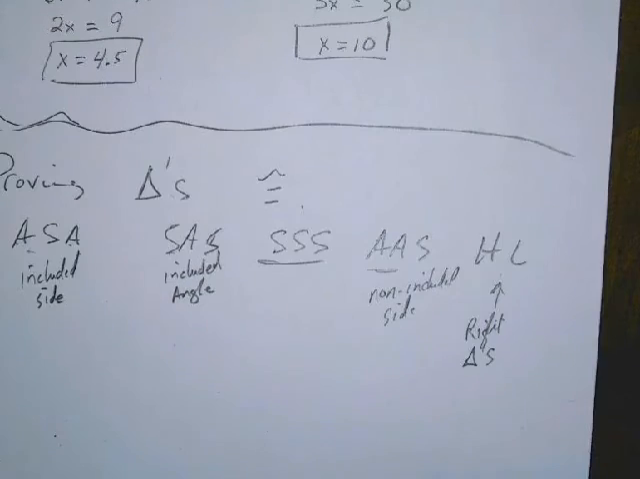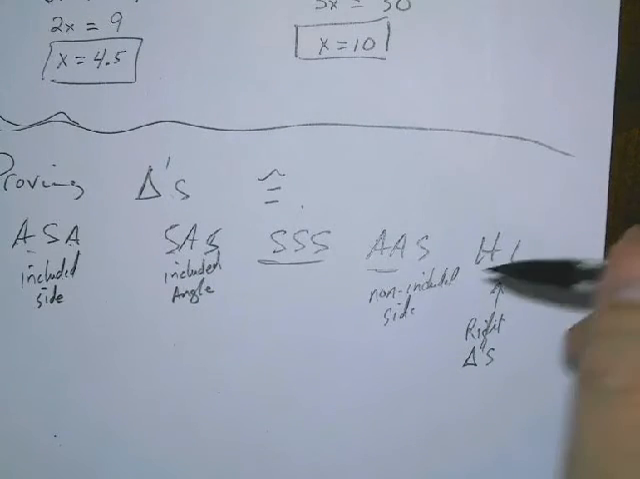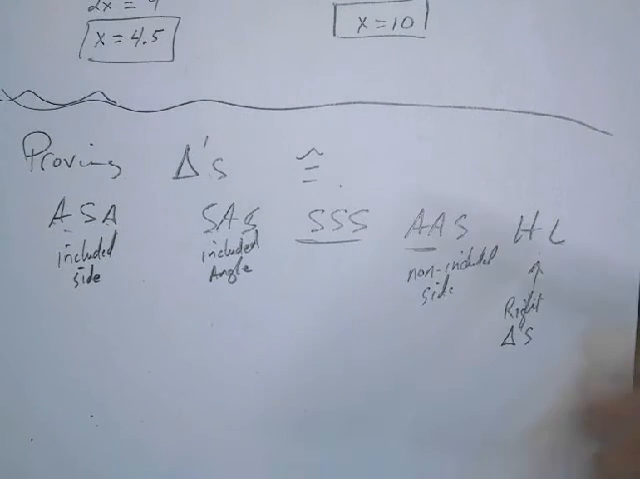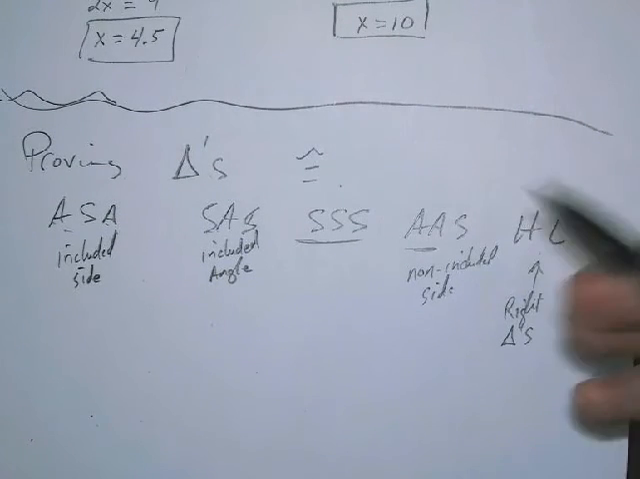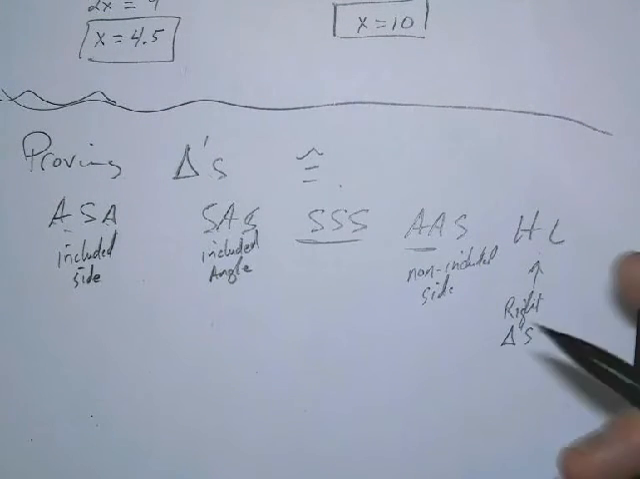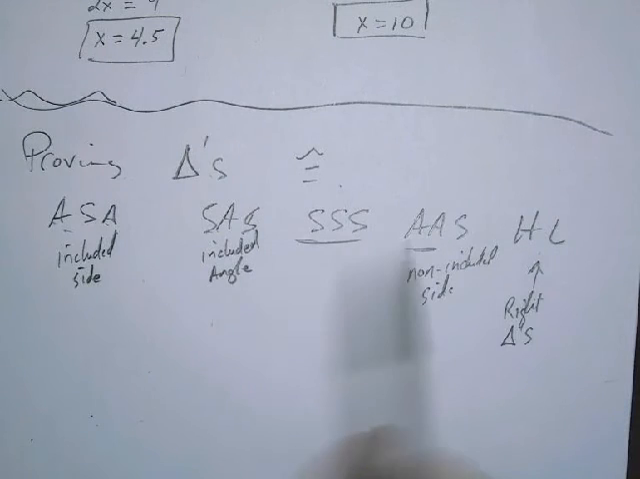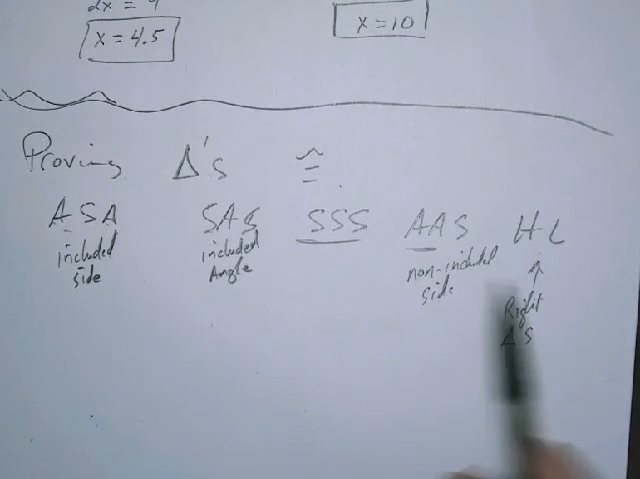On Monday when we come back, we're going to have a review. I'm going to give you a couple random proofs or triangles, and we'll talk through it and say, what method would you use to prove these triangles? It's all based on what you're given and what you can show.